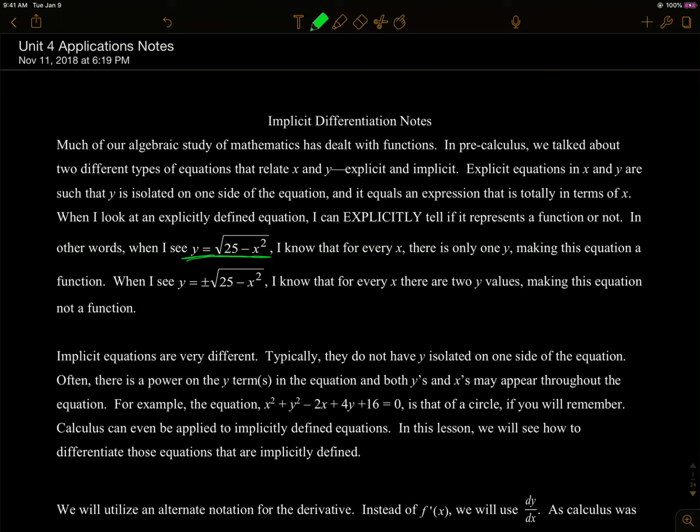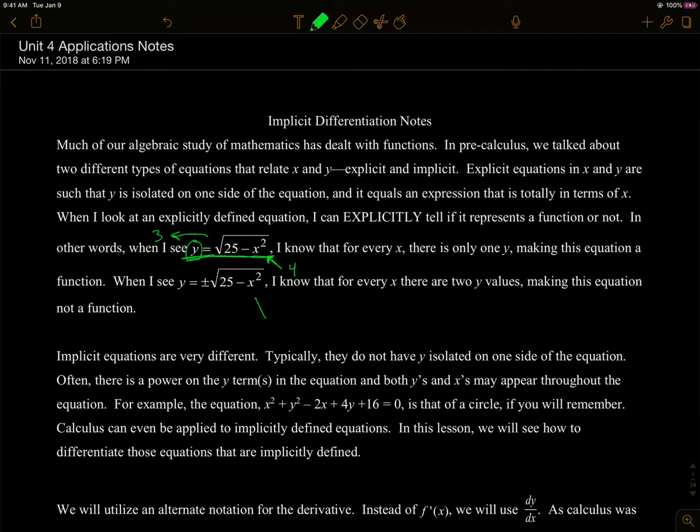Typically they're solved for y so that I can see if I put in an x value, let's say I put in 4, that's going to output only one answer. If I put in 4, 25 minus 16 is 9, square root of 9 is 3. I only get 3. No matter what x value I put in, I'm only going to get out one answer. So every input maps to exactly one output. That makes it a function.